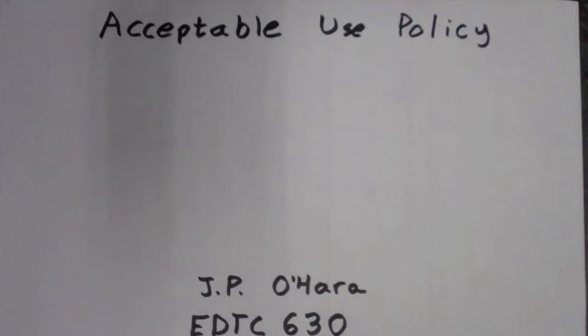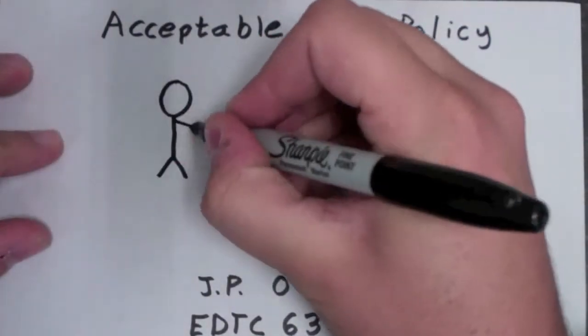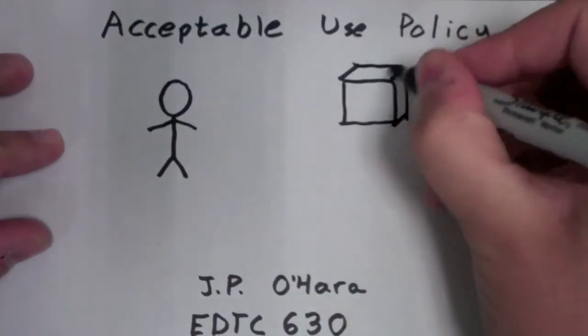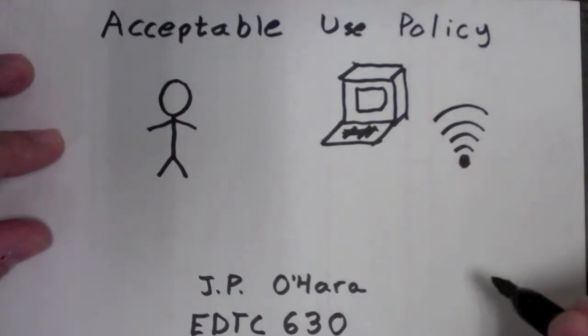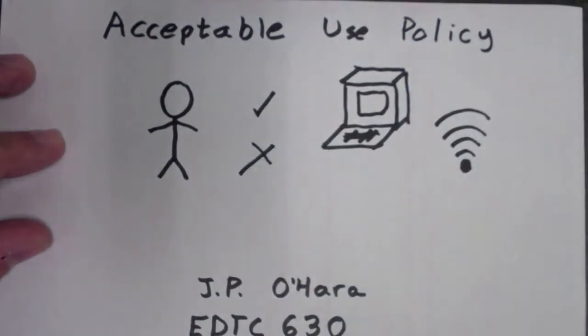An acceptable use policy is a document that a user must agree to before he can use the school's technology or network. An acceptable use policy should lay out what the user can and cannot do with the school's resources and technology, as well as what the user should and should not expect when using the network.